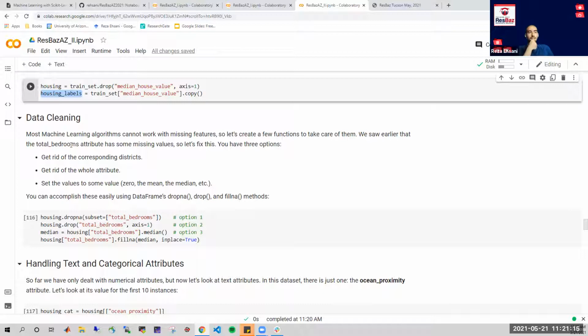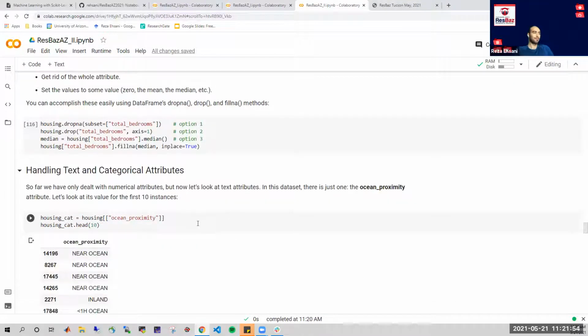These can be easily done with the dropna, drop, and fillna methods of the pandas data frame. For the first option, getting rid of the corresponding districts, just use dropna and select the feature you want to get rid of. For the second option, which is to get rid of the whole attribute, we can call the drop method and set axis equal to 1, which drops that column. And finally, we can calculate the median of total bedrooms and fill the missing values with the median using the fillna method. This is very easy with a pandas data frame.